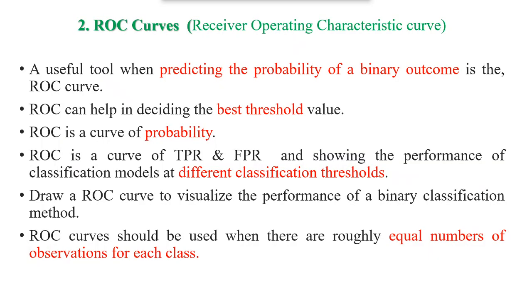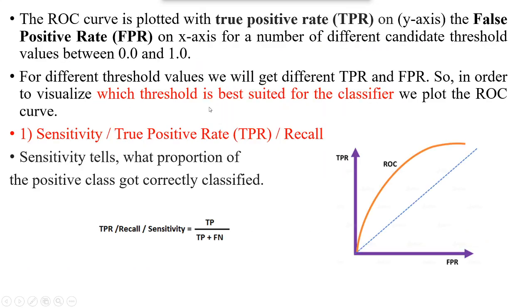So we have to discuss the ROC curve. Here ROC means receiver operating characteristic curve. It is a useful tool when predicting the probabilities for a binary outcome. Binary outcome means two outcomes, either 0 or 1. Here the ROC curve can help in deciding the best threshold value.